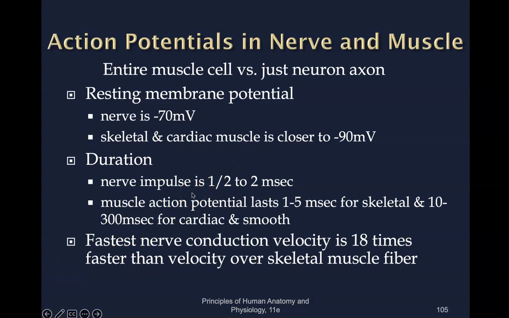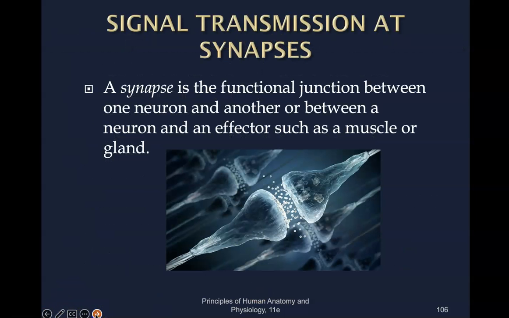So in terms of the duration, nerve impulses are going to be the shortest. They're going to be the fastest, right? And then skeletal muscles are next, and then cardiac and smooth muscles are last, okay? So the fastest nerve conduction is actually 18 times faster than that of a skeletal muscle fiber. Okay, so again, it makes sense, right? Nerve conduction should be faster. We need to transmit that information really rapidly.